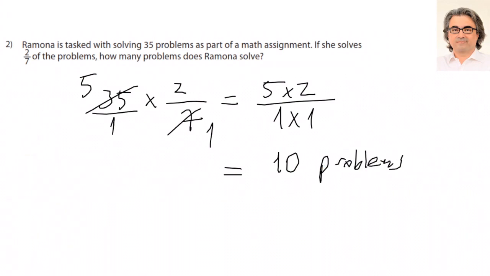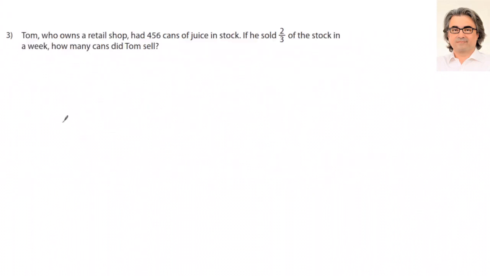Okay, now let's continue with the last one. Tom, who owns a retail shop, had 456 cans of cheese in stock. In total we have 456. If he sold 2/3 of the stock, now he sold 2/3 of 456 in a week. How many cans did Tom sell? That's very easy. Again, we should multiply 456 with 2/3.